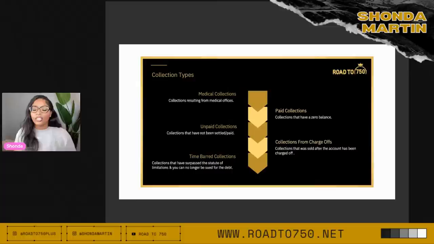Then you have unpaid collections. Unpaid collections are exactly how it sounds. These are your collection accounts that you have not settled or paid yet. Even if you settled an account for half or a percentage of what it is worth, if you did not pay that settlement, it's considered unpaid. If there is a balance on your report on that collection account, that is considered an unpaid collection.